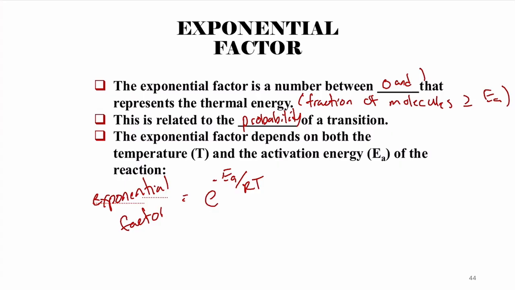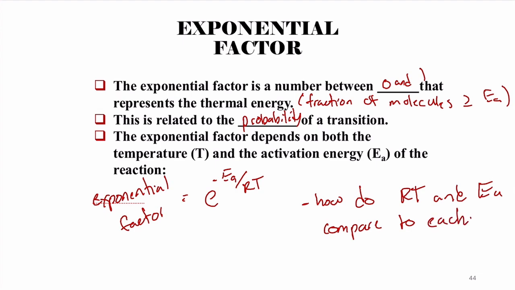So it's not one thing or another that's only important, and it's not the absolute value of one thing or another that's important. It's how do RT and EA compare to each other. That's the question that you're thinking about when you're looking at the probability of the transition. RT kind of represents the average thermal energy or kinetic energy of all the particles, and EA is a specific energy value that allows the transition to happen.